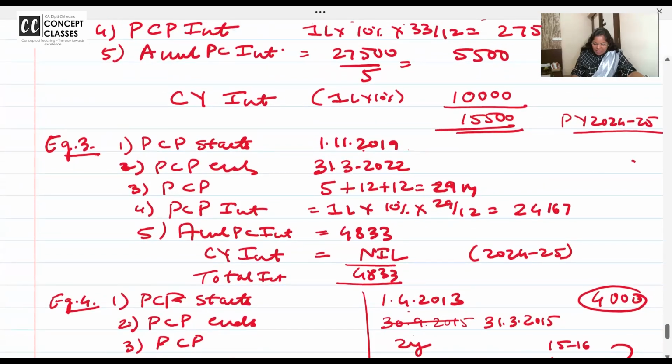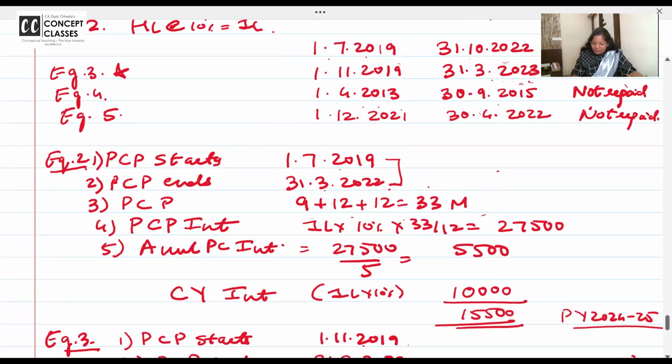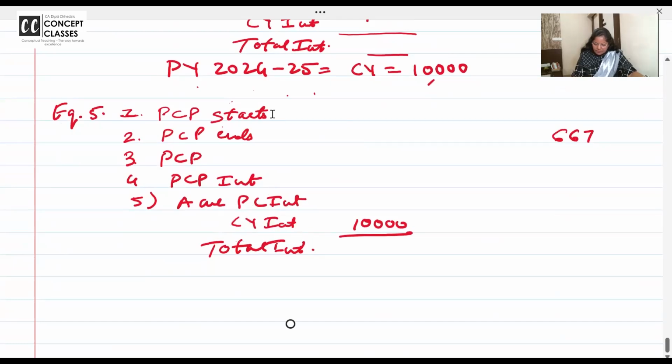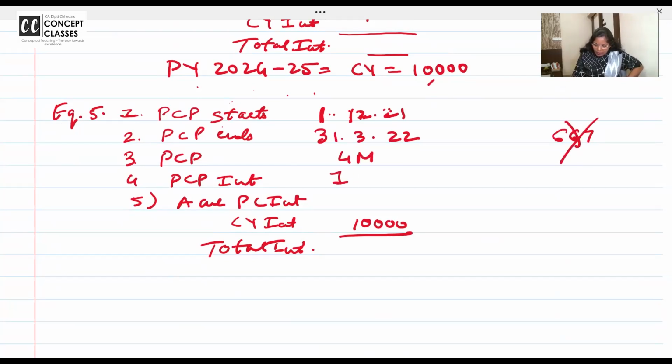Pre-construction period starts on 1st December 21. Pre-construction period ends on 31st March 22. Pre-construction interest is for 4 months: 1 lakh into 10% into 4/12. Construction finished in 4 months.